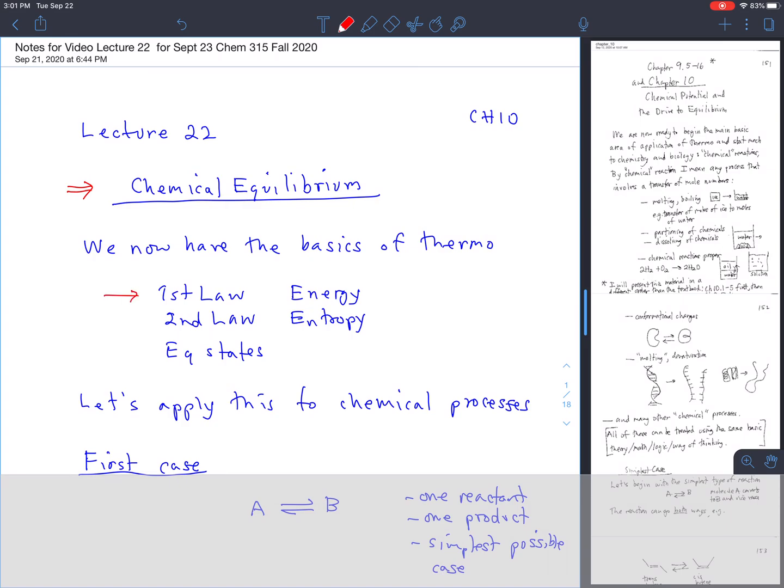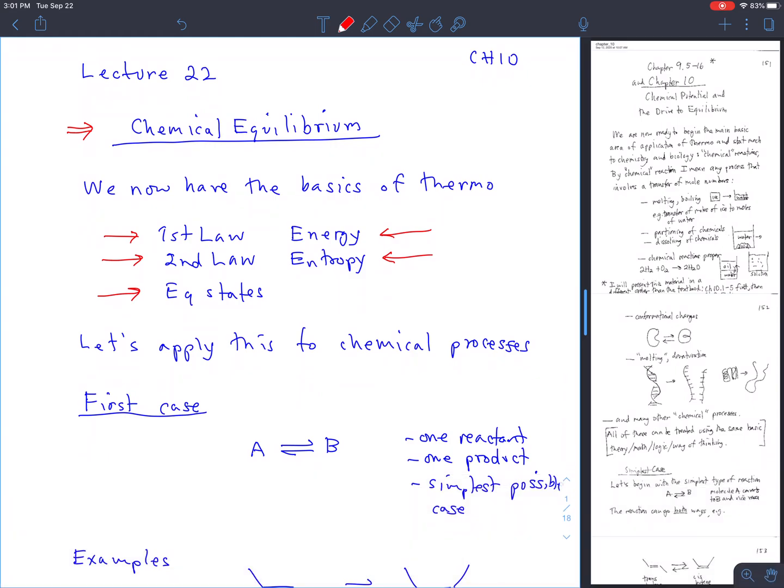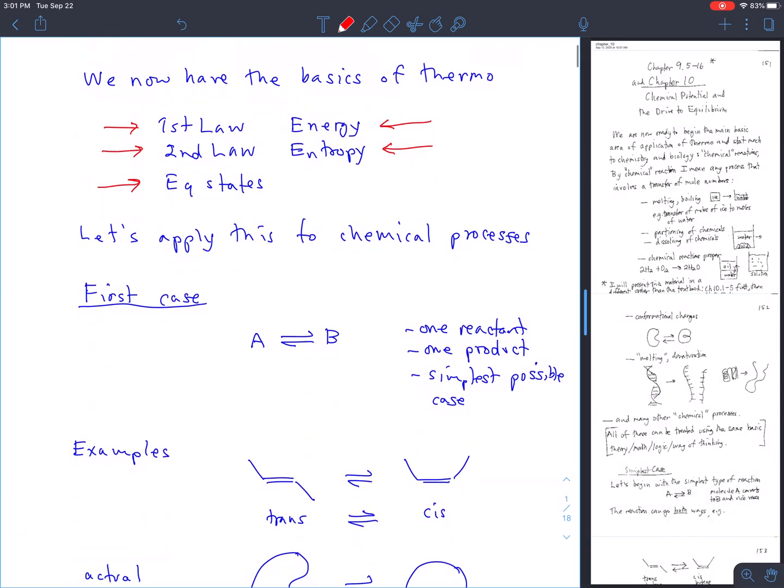We've talked about the first law, we've talked about the second law, we've talked about equilibrium states, we've talked about energy and entropy. We're going to apply all those ideas now to chemical equilibrium. So to do that, the very first thing we're going to do is consider the simplest possible chemical reaction there is, and that's just a single reactant going to a single product and coming to equilibrium eventually. We're going to do the same kind of thing when we start talking about chemical kinetics towards the end of the class. But for the moment, we're just going to consider the equilibrium properties of this chemical reaction.